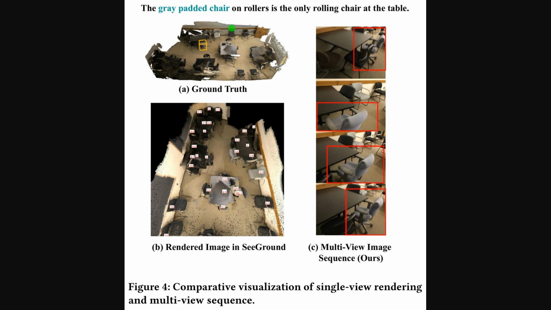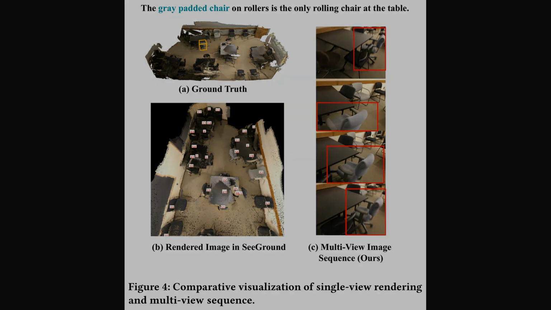Alright, the previous table summarized broad gains on NR3D. Figure 4 contrasts inputs to the visual language model, which matters because viewpoint choice decides whether key cues survive. Panel B shows a single rendered view where the chair's wheels and roller base stay hidden, so the description becomes ambiguous. Panel C presents a stitched multi-view sequence that reveals the rollers across frames, making the distinctive feature explicit. Panel A provides the ground truth scene for reference.